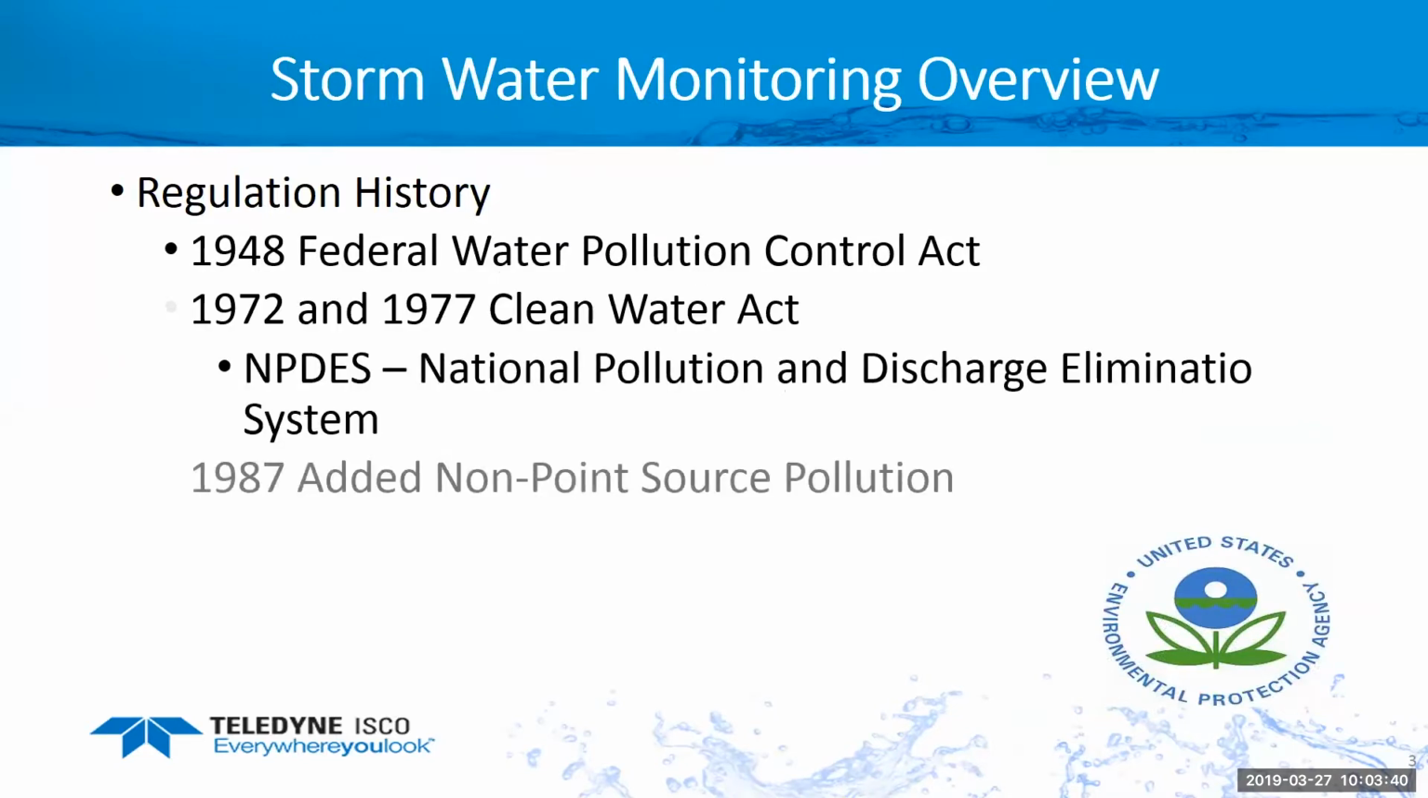So here's a list of regulations that require the need for stormwater sampling. The regulations are listed here as the 1948 Federal Water Pollution Control Act, and from 1972 and 77 the Clean Water Act, and then 1987 added non-point source pollution. So these are all things to keep in mind if you want to read about those particular acts. That basically is why we need stormwater monitoring.